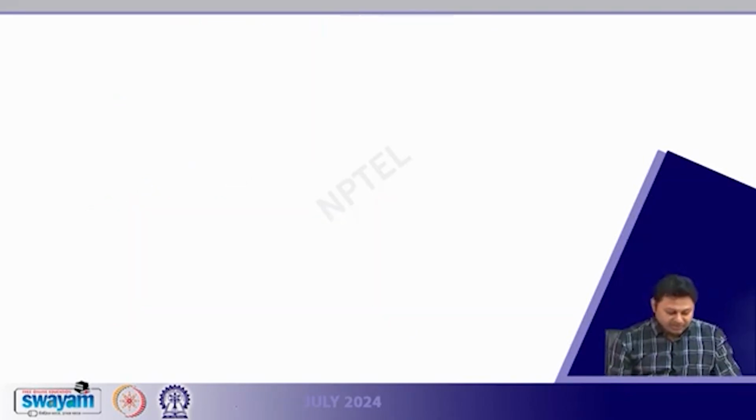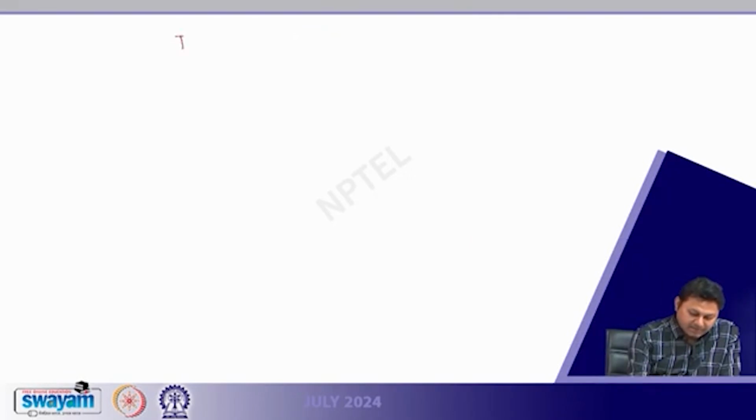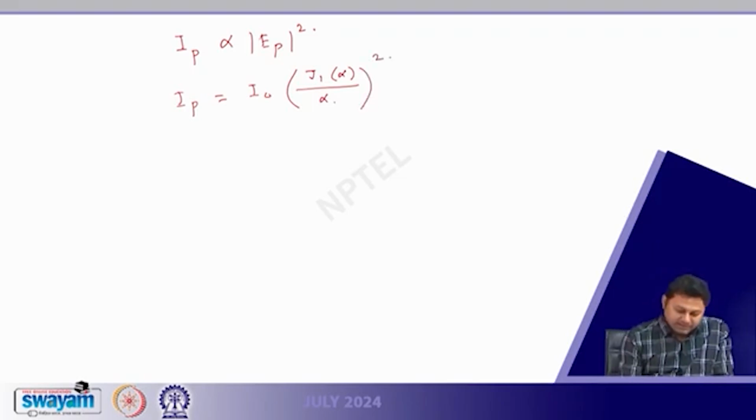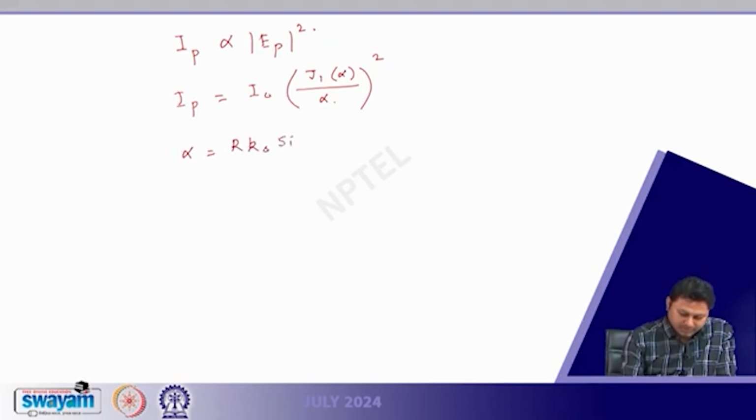Now, what is the intensity? The intensity IP will be proportional to the field amplitude mod square. If that is the case, I can write down IP in a very standard form, and that is I naught times J1 alpha divided by alpha, whole square. Mind it, alpha here was r k naught sin theta.